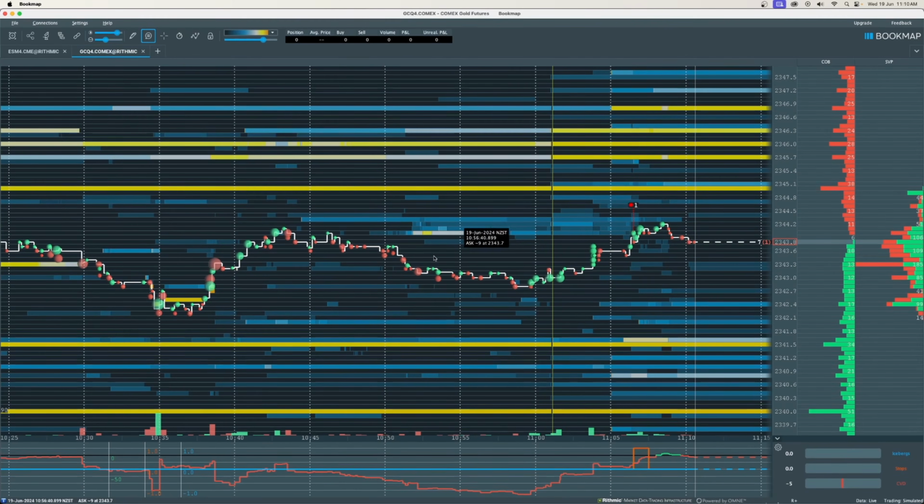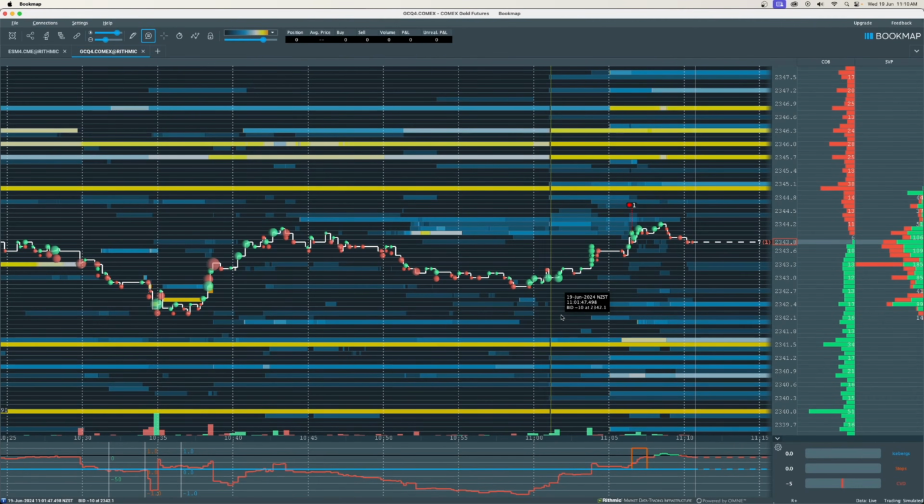In this video, I'm going to show you how to read the Bookmap. I'll make it super simple. It looks like a seizure waiting to happen, but it's actually very easy to read. And since I've started using Bookmap, it's become an essential for me.